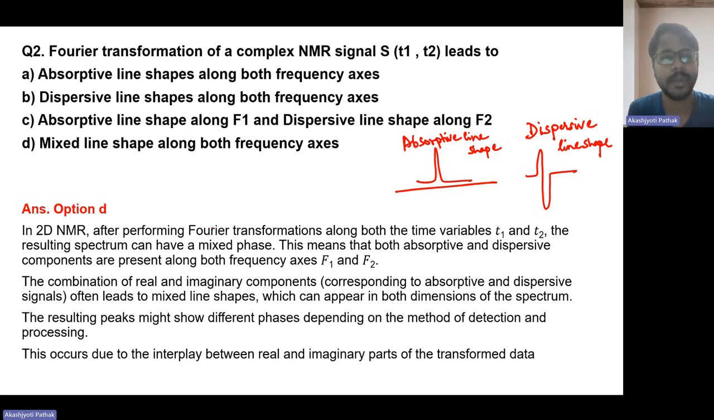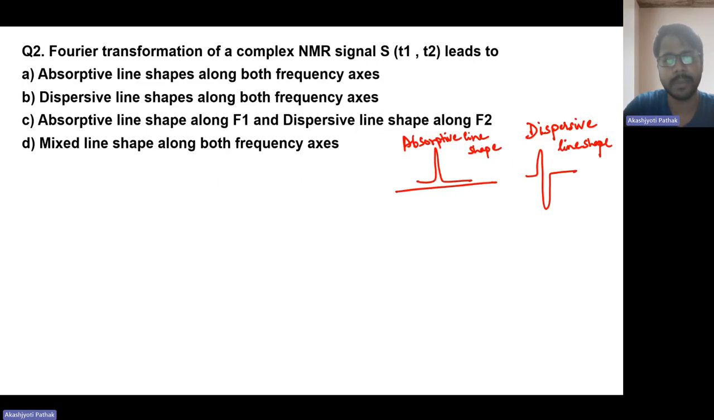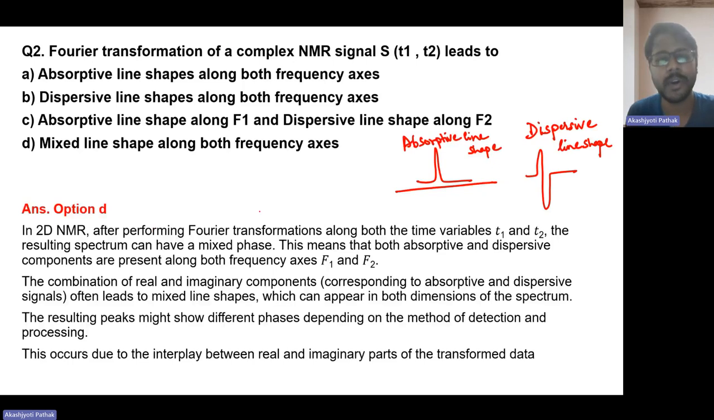So in 2D NMR, I was showing you this figure because you see here, you Fourier transform it and then you get both this peak and this peak also. Similarly, here also you can get both the peaks, the absorptive and the dispersive line shape. So in 2D NMR, after performing Fourier transformations along both the time variables T1 and T2, the resulting spectrum can have a mixed phase. What does mixed phase mean? In mixed phase, it will have both the absorptive and the dispersive components, and they are present along both the frequency axes F1 and F2.